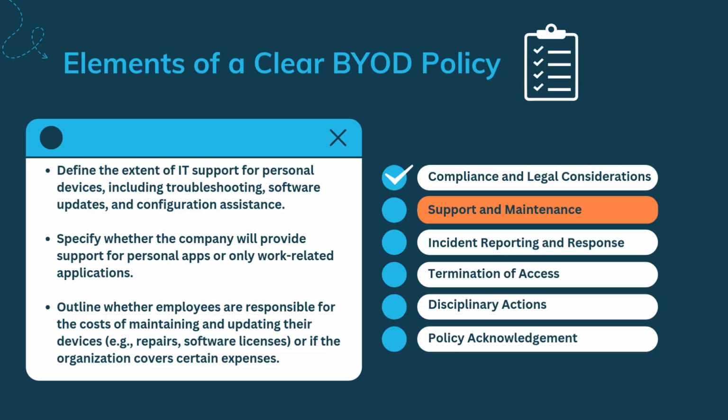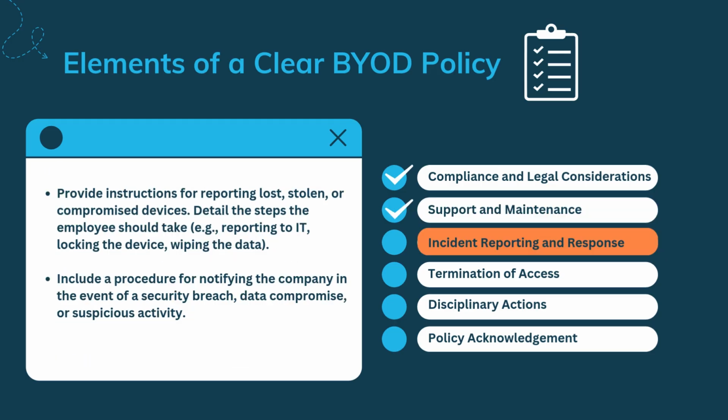When it comes to support and maintenance, the policy should explain what kind of IT support you'll get for your personal devices, like troubleshooting help, software updates, and help with configuration. It should also clarify whether the company will provide support for personal apps or if it's only for work-related ones. And the policy should outline whether you're responsible for covering the cost of maintaining and updating your device, like repairs or software licenses, or if the company will cover certain expenses. What about when something goes wrong?